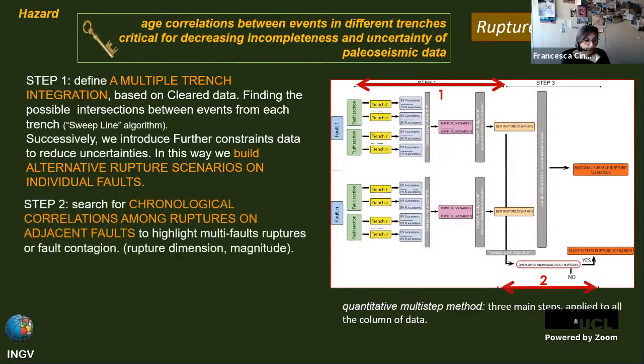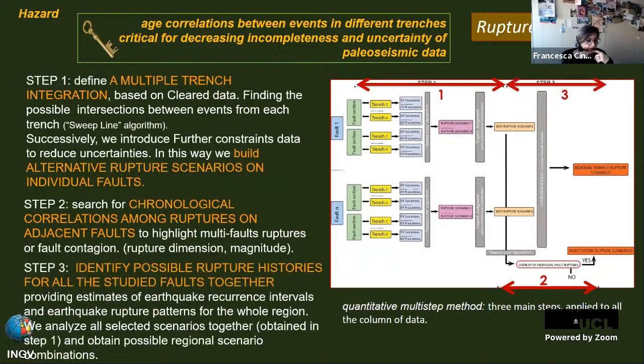And then we have step two, where we search for chronological correlation among ruptures on adjacent faults. And this is critical to have because we may evaluate rupture dimension and even the magnitude expected. And step three, we identify possible rupture history for all the studied faults together, and so providing estimates of earthquake recurrence interval and earthquake rupture patterns for the whole region.